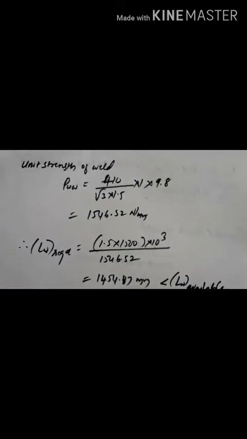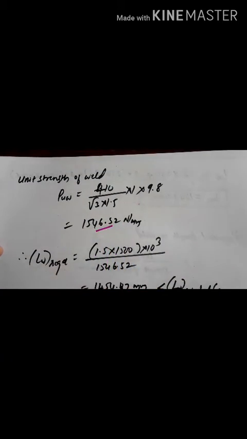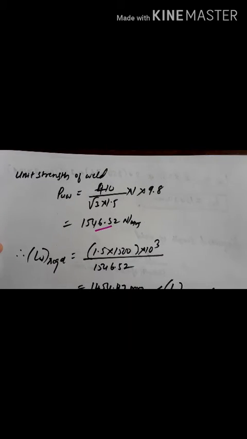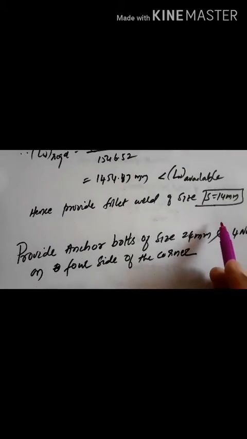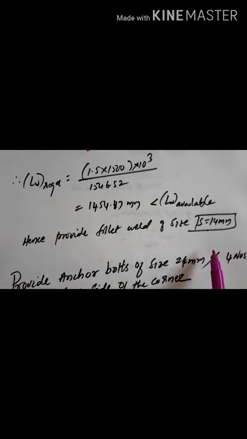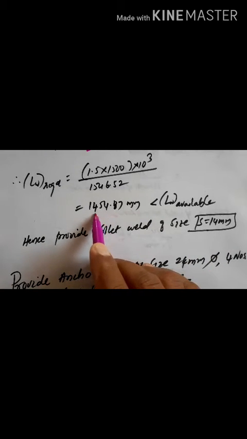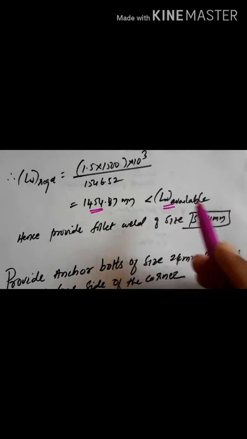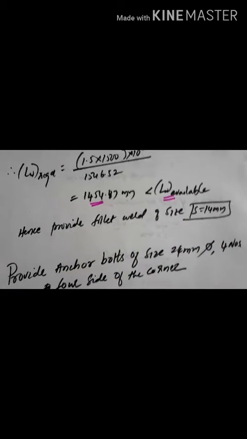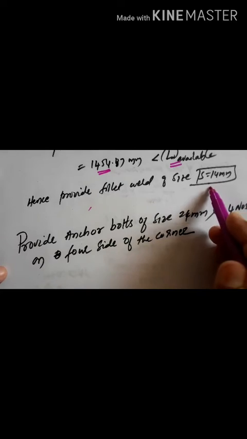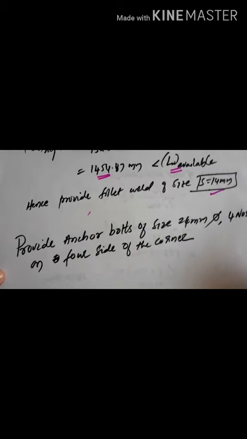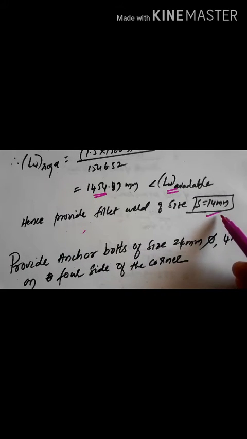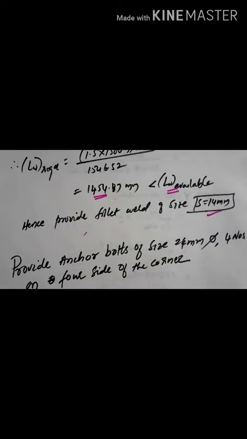Then after providing a 14 mm weld, once again you calculate what is the unit strength of the weld. This much is the unit strength of the weld I got for a 14 mm size of the weld. Then the length required, I got 1454, which is less than the available length of the weld. Hence provide a fillet weld of size 14 mm. Okay, so this is the check for the weld. This is the design of weld.